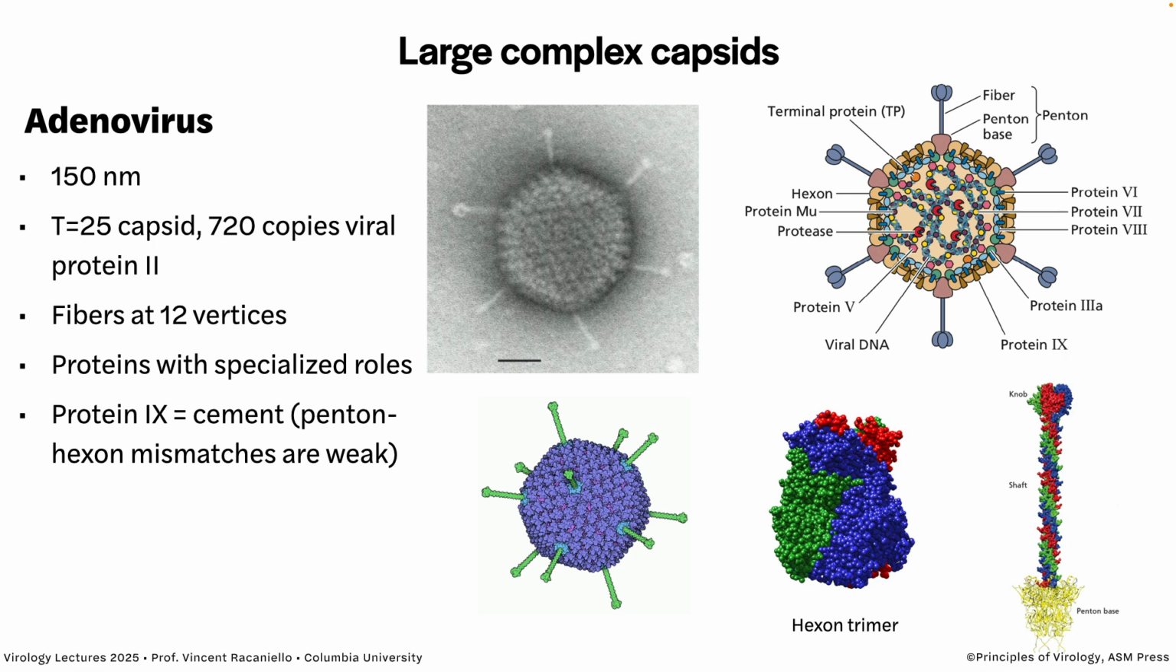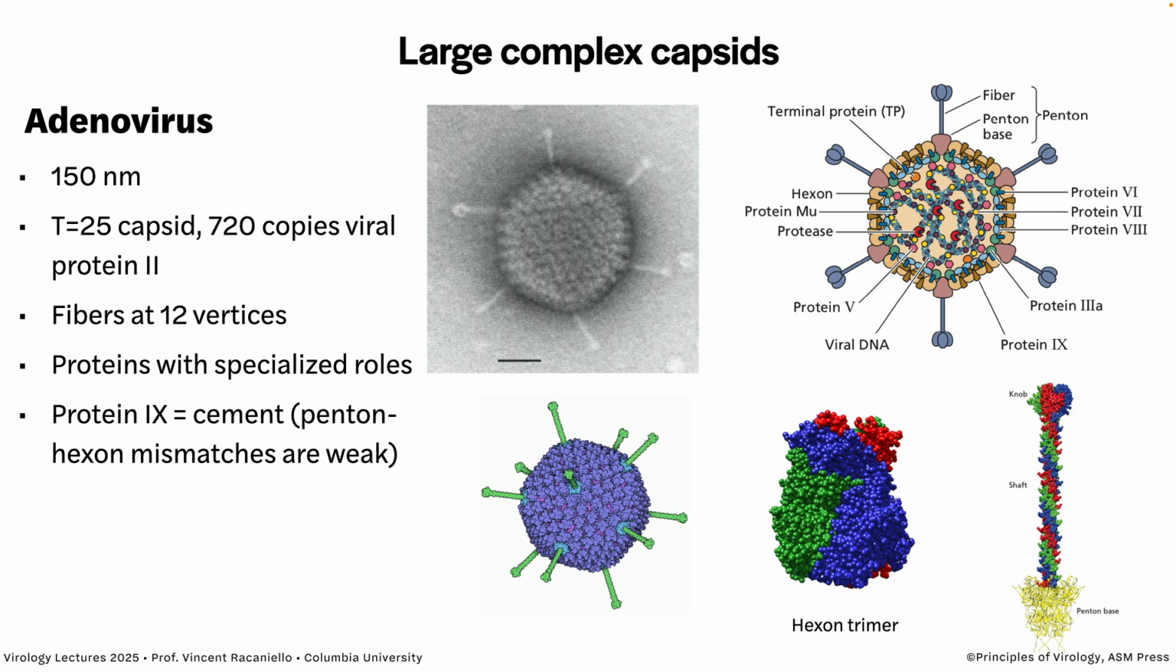At the five-fold axis of symmetry, however, there is what's called a penton, and that is characterized by these fibers sticking out. And as we'll see next time, those fibers interact with the cell receptor. Here's the structure of the fiber at the right here. It is a trimer with a penton base and a knob that interacts with the receptor. So T equals 25, fibers at all 12 vertices.